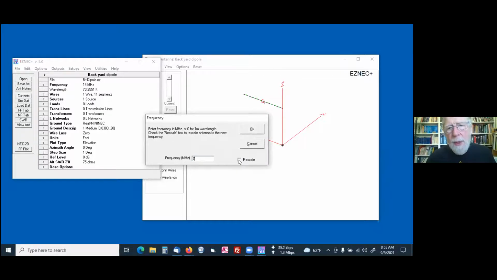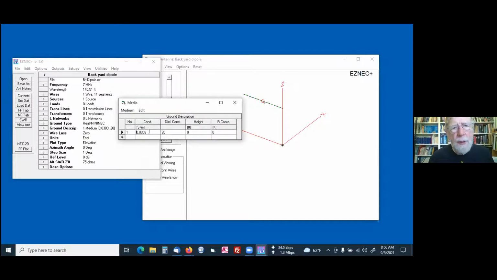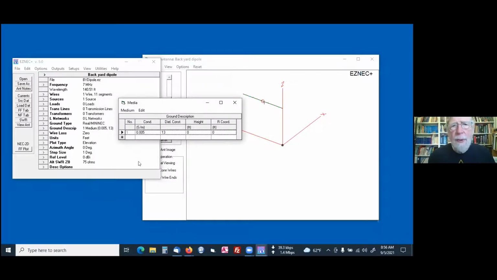And I'm going to tell it to rescale. I change the frequency to 7 megahertz, I tell it to rescale, and that's going to keep the antenna dimensions the same in terms of wavelength. So it's a half wavelength antenna before, and it's going to be a half wavelength antenna now, but at 7 megahertz. And I also want to check here on the ground description. I believe I had average ground for the other, and this particular antenna isn't average ground. It was a little better than average, so I'll go to average ground. So now it's got the same ground as the vertical did.